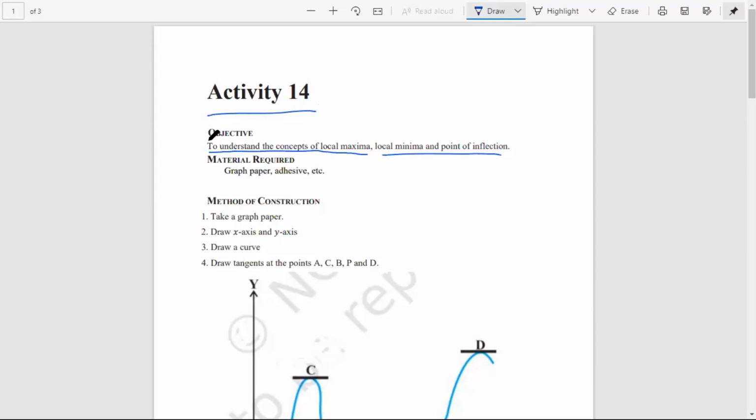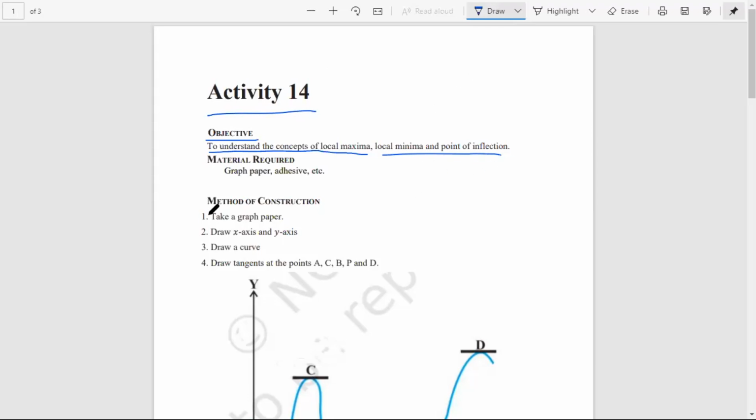So the objective of your activity 14 is to understand the concept of local maxima, local minima, and point of inflection. So when do we say local maxima? When your f dash of x is less than 0. When you say local minima, when your f dash of x is greater than 0. And when you say point of inflection, when there is no change actually.